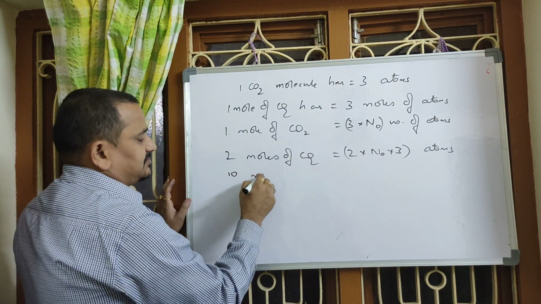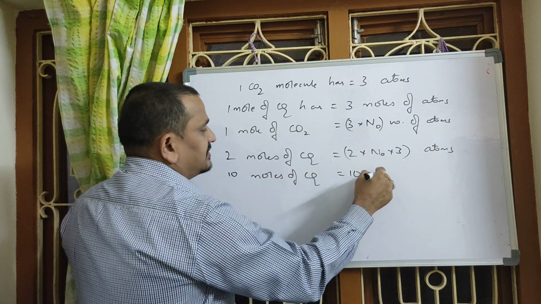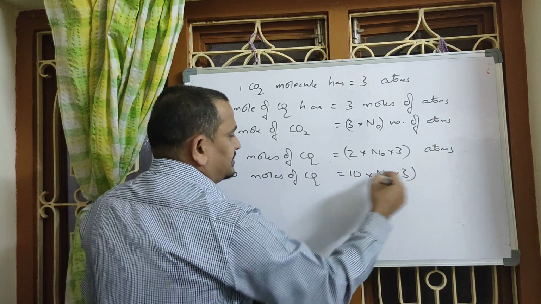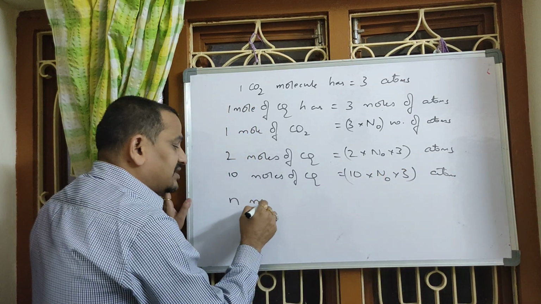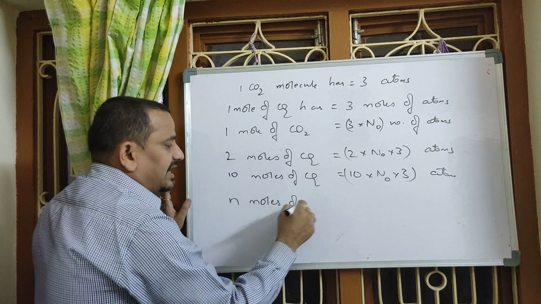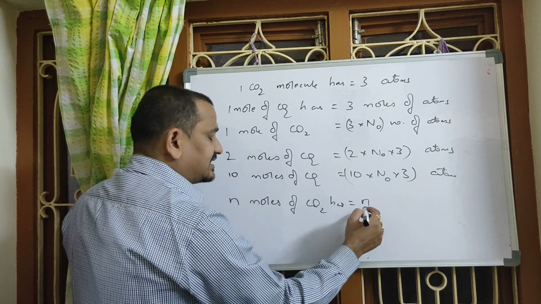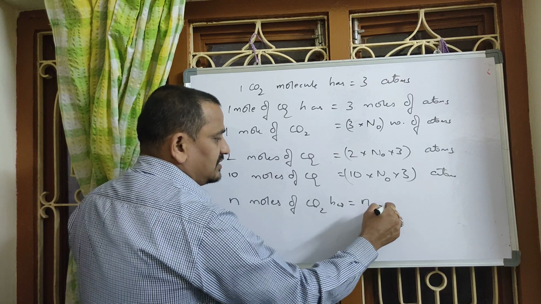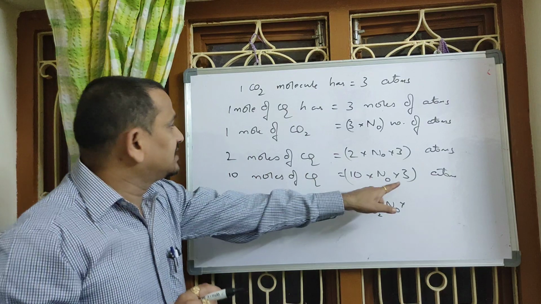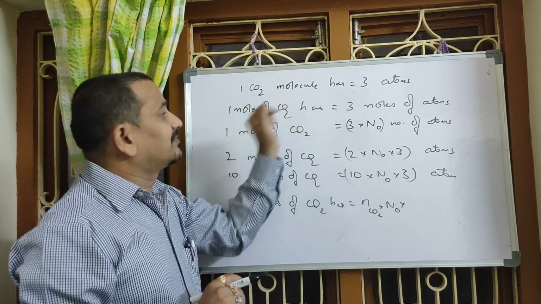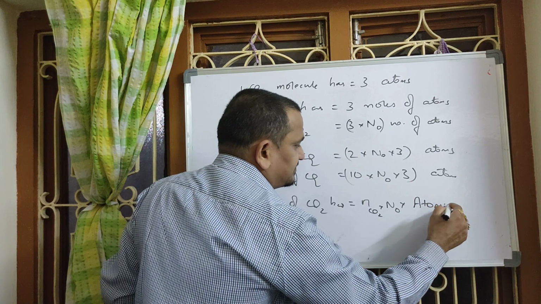10 moles of CO2 has 10 into Avogadro number into 3 number of atoms. Then N moles of CO2 has N into, where N corresponds to number of moles of CO2, into Avogadro number into this 3. What does this 3 correspond to? This 3 is nothing but the atomicity of carbon dioxide, right? Into atomicity.